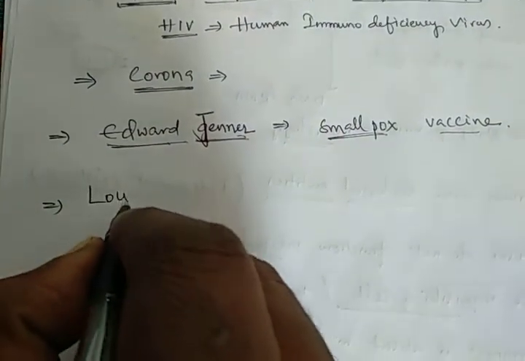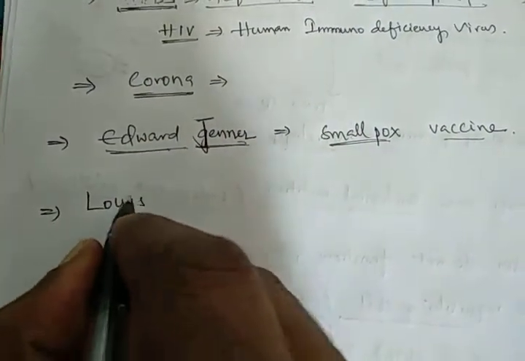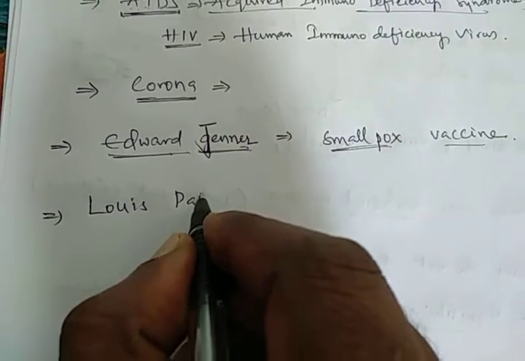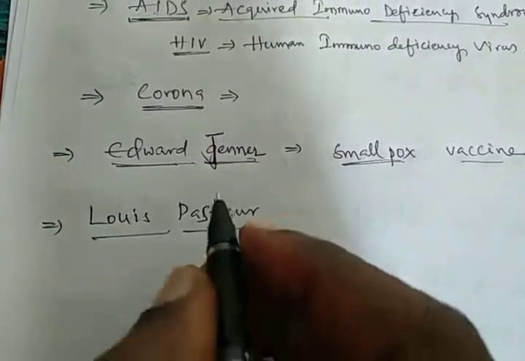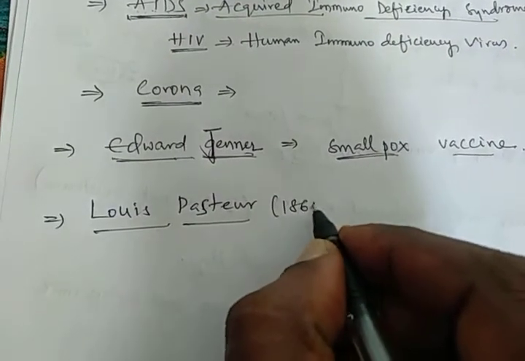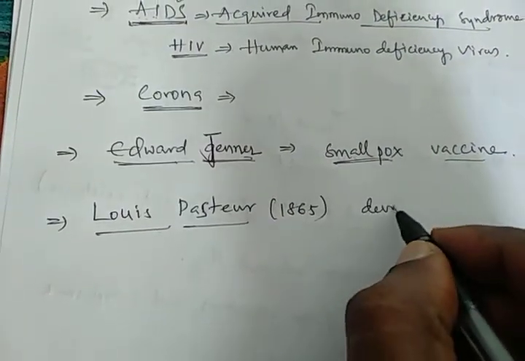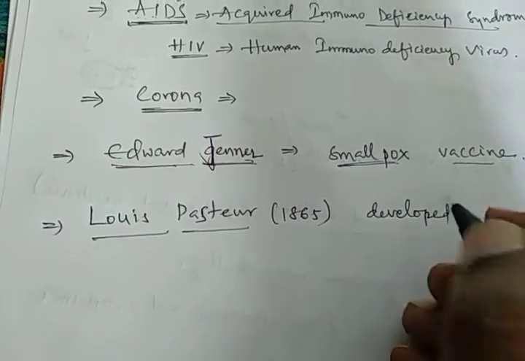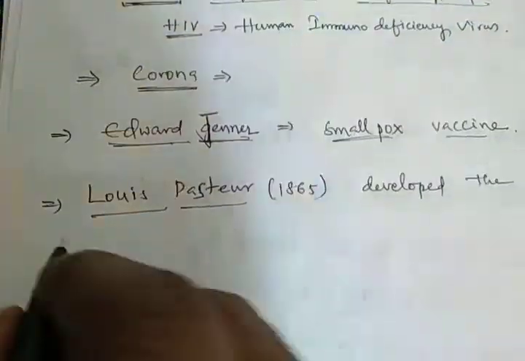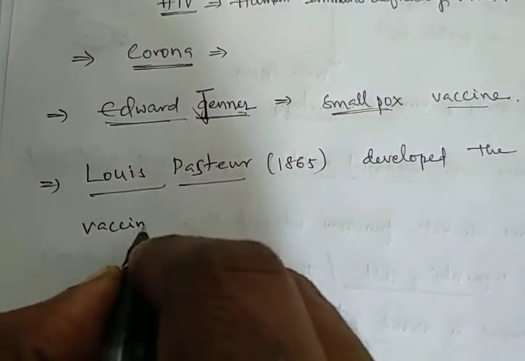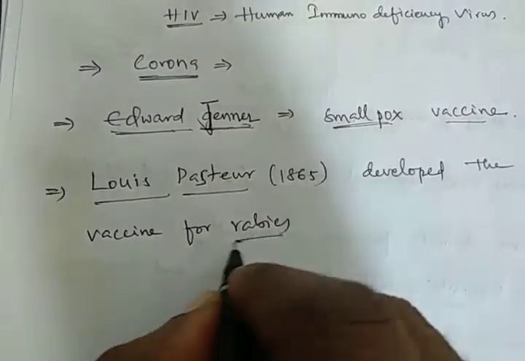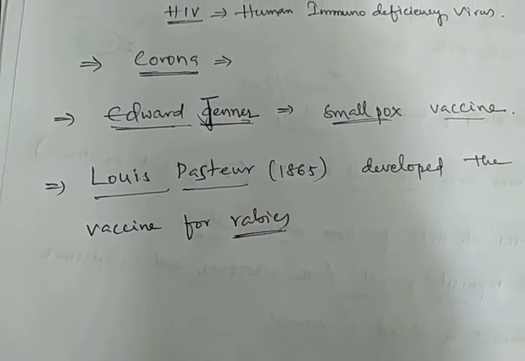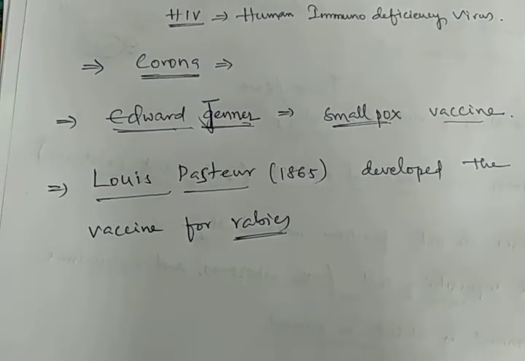Right, next. Louis Pasteur. In 1865 he developed the vaccine for rabies.